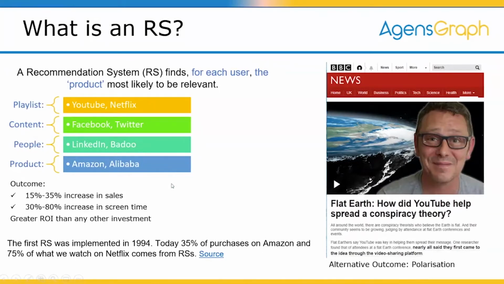And the amazing thing is that from a return on investment perspective, no other small investment in, say, data analytics proper really delivers the sorts of return that recommendation engines do. The theory has been alive for about 26, 27 years. And today, 35% of purchases on Amazon and 75% of what we watch on Netflix comes from recommendation systems. In fact, we all know it's actually even higher than that.